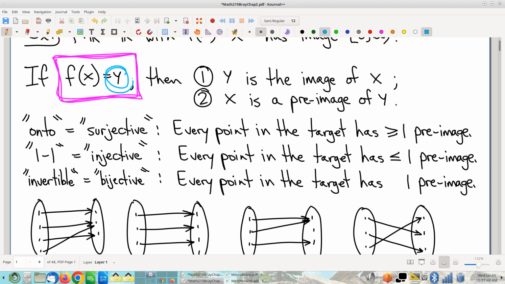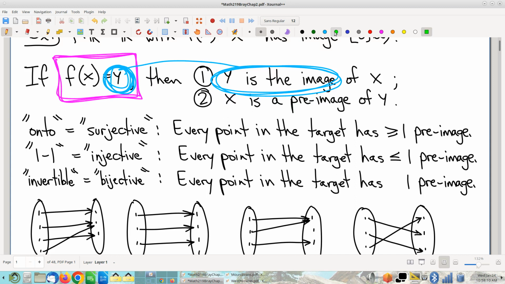This output is, we also use the word image. I mean, just like the image set, this involves outputs, right? But this is the image of a single input point. So the output of a single input is just the image of that input.